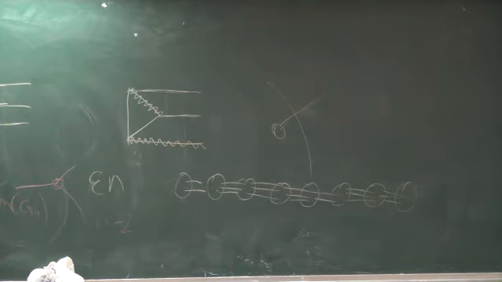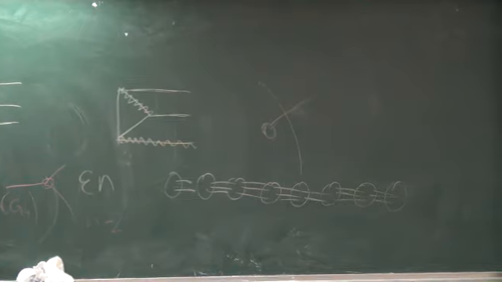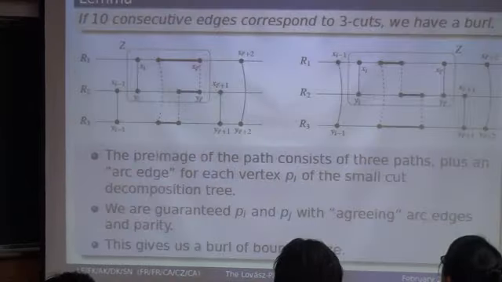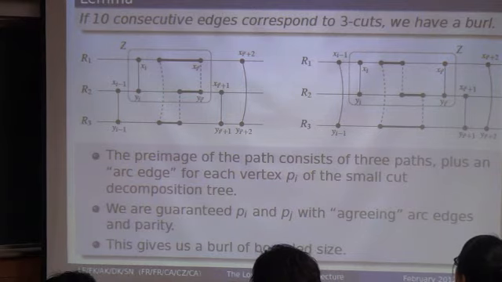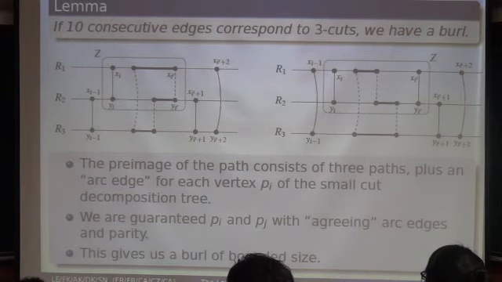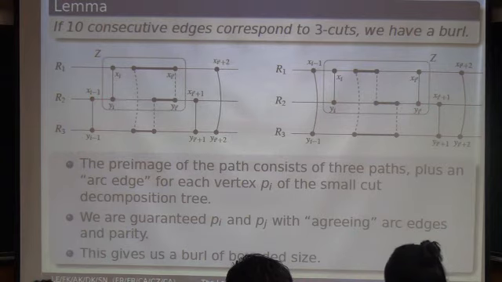We have to look at the possibility that we have 10 3 cuts in a row. And basically, we know exactly what this sequence of 3 cuts is like. It looks like 3 paths, R1, R2, and R3. And every node in the decomposition tree is going to correspond to 2 nodes here. It's just going to be an edge between 2 of these paths.